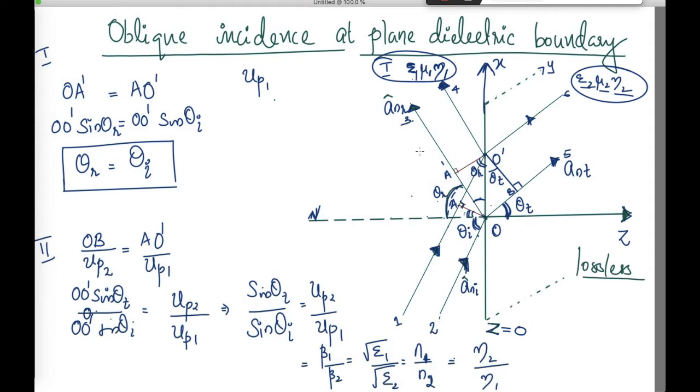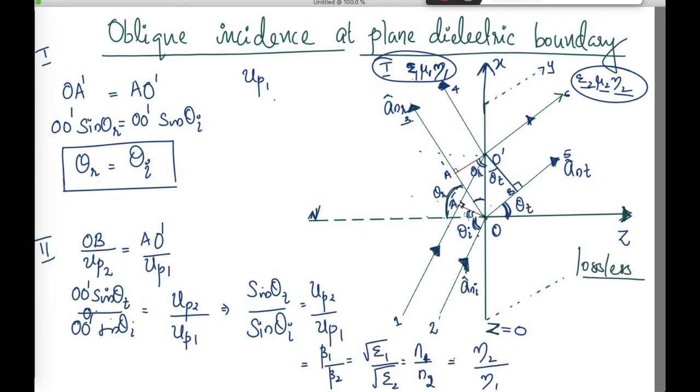Again, if you drop a normal, O dash is another point at which the incident ray meets the interface, and you just consider two points O and O dash corresponding to the two picked rays 1 and 2 of the incident wave. It gets reflected as 3 and 4, and it gets transmitted into the second medium as 5 and 6, and the direction of propagation is along a_t. The wave vector propagates along a_t at an angle theta_t with respect to the normal to the interface.